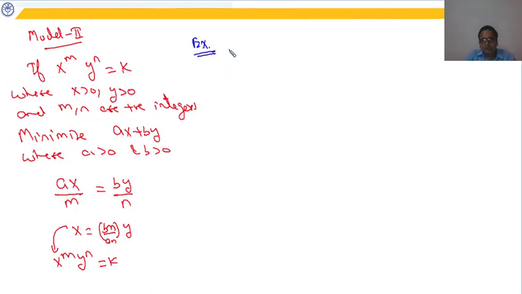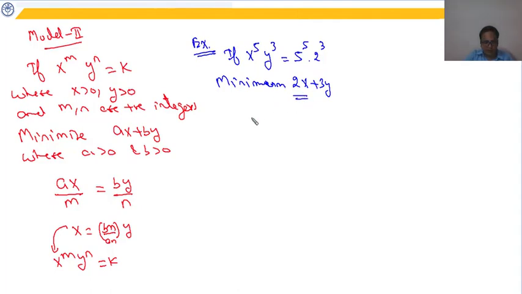It says if x to the power 5 and y to the power 3 is given as 5 to the power 5 into 2 to the power 3. I have to find the minimum value of the expression 2x plus 3y. I need to minimize this. So what I do, I just divide 2x by power of x and 3y by power of y.